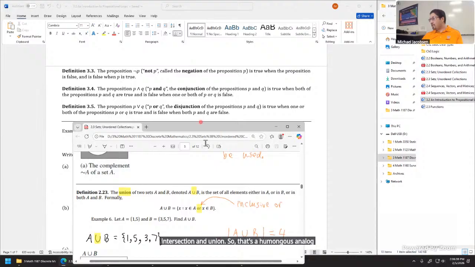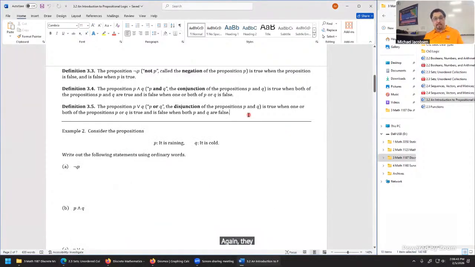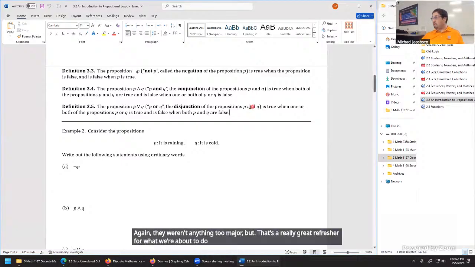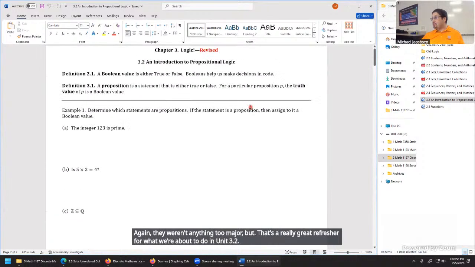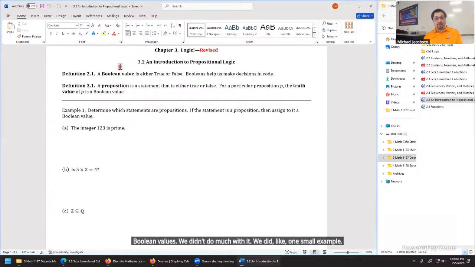If you take another look into these set theory operations, again, they weren't anything too major, but that's a really great refresher for what we're about to do in Unit 3.2. It all starts with, what do you mean by a proposition, really? And to fully define that, you have to wrap back to the very first part of the course where we introduced Boolean values. We didn't do much with it. We did like one small example, but Boolean values are making a tremendous comeback in the next 3 chapters, so we'll be mentioning them a lot.